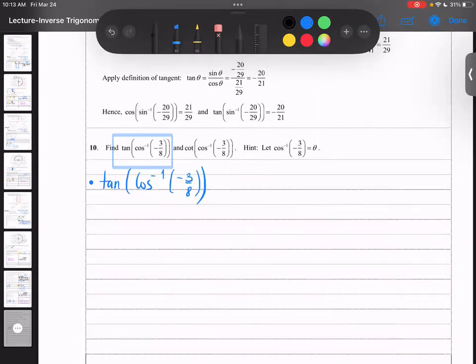So what I'm going to do is draw out my four quadrants. I'm going to pick what quadrant my right triangle should be in. Cosine inverse is what quadrant? 1 and 2, right? Cosine inverse is 1 and 2, remember? So either this one or this one. Which one should I draw my right triangle in? Look at the input. It's negative, right? So it's gonna be on the negative side of the x-axis. So I know that I'm gonna put my right triangle here. This right here, that's my theta. I'm gonna let cosine inverse of negative 3 over 8 equal to theta.